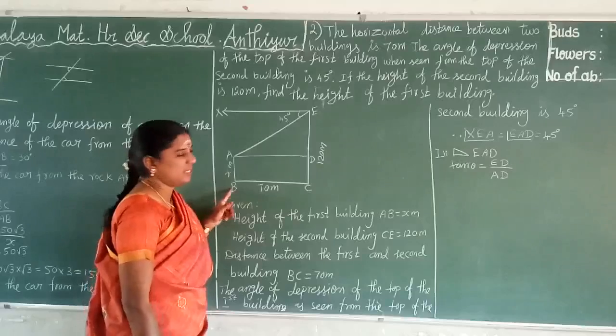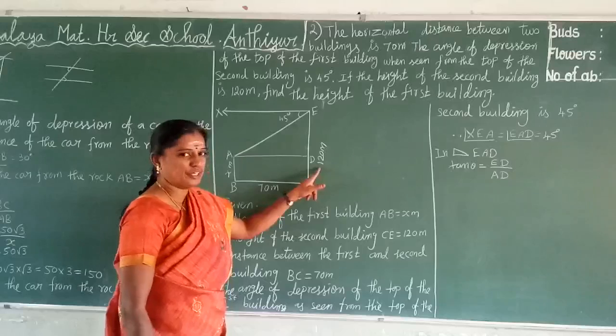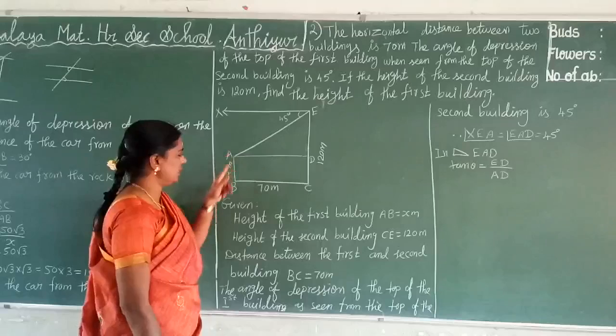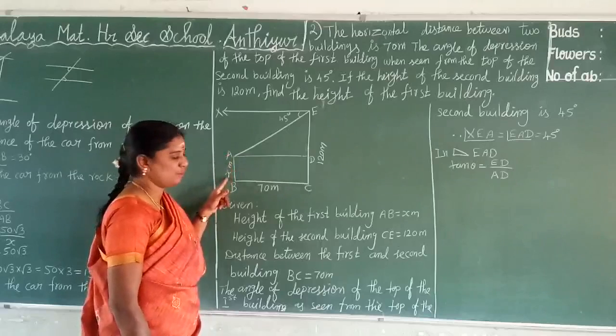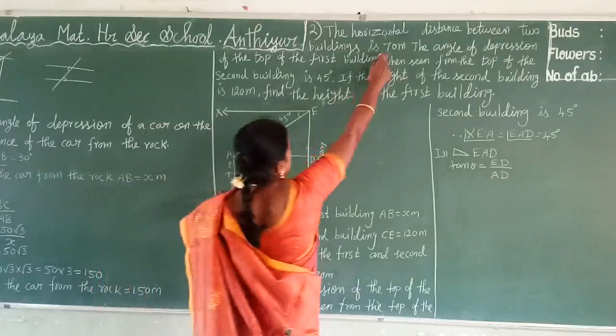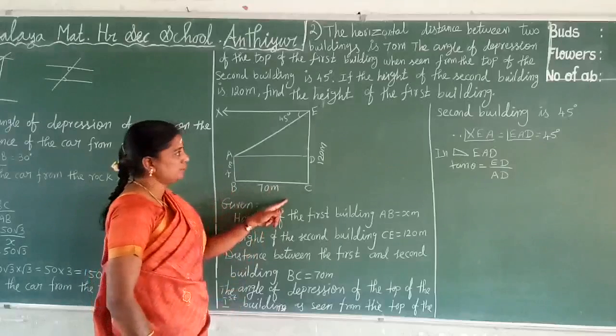This one we take as the first building, this one we take as the second building. The second building height is 120 meter. The first building height is the only thing we want to find, so we take the first building height as x meter. The distance between the two buildings is 70 meter.